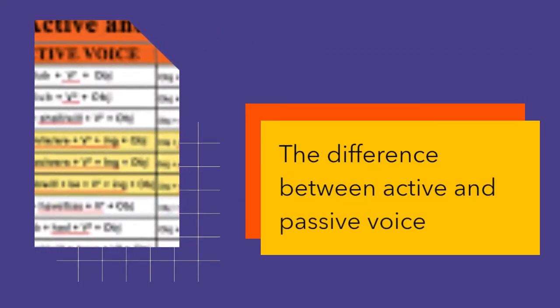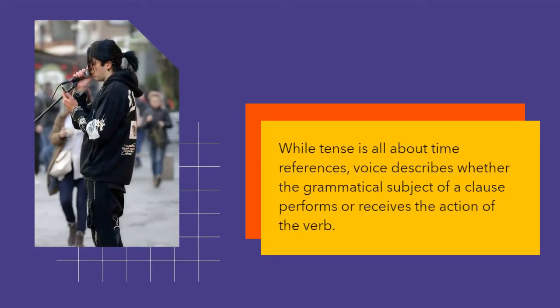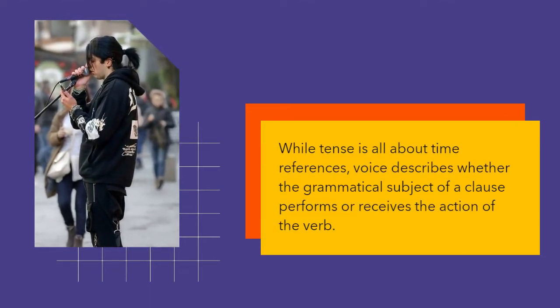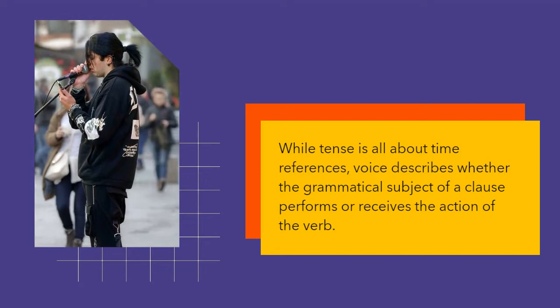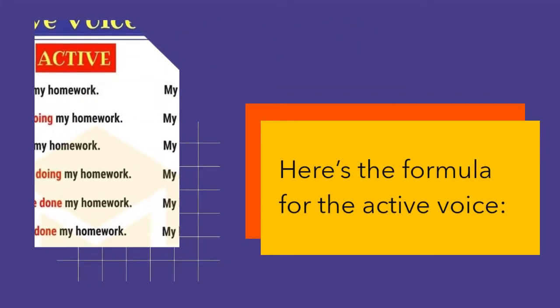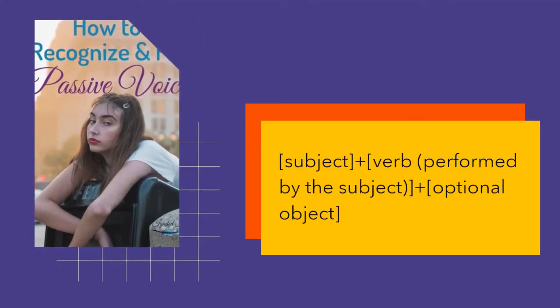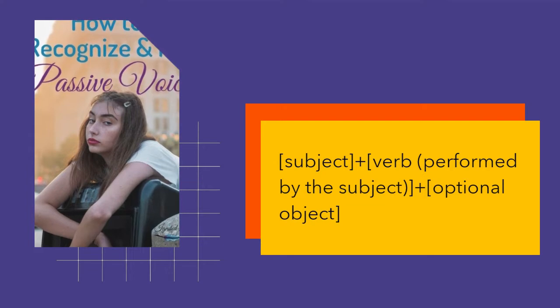The difference between active and passive voice. While tense is all about time references, voice describes whether the grammatical subject of a clause performs or receives the action of the verb. Here's the formula for the active voice: subject, plus, verb performed by the subject, plus, optional object.